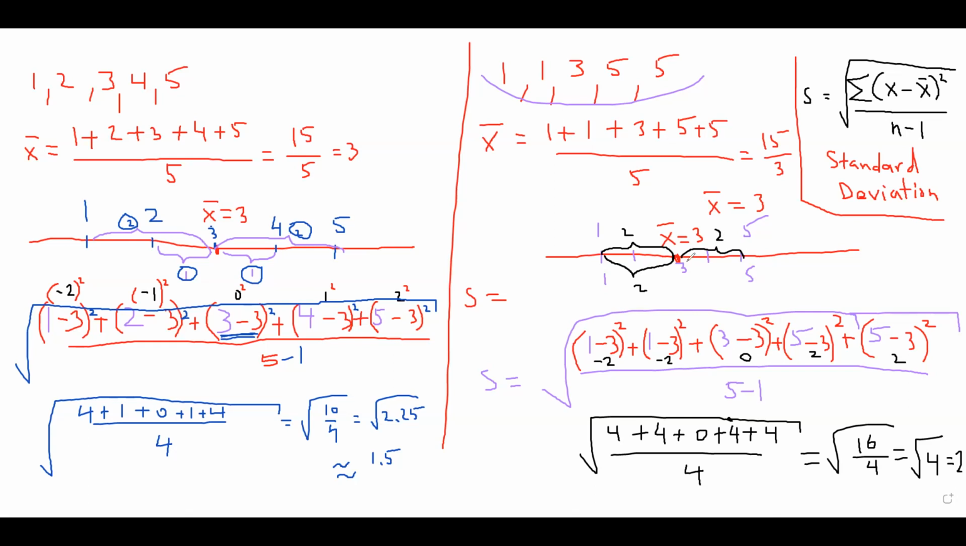Do you see that each element of my sample is 2 units away from the sample mean, which is 3? Of course, with the exception of one element that we kind of disregard by subtracting 1 in the denominator.